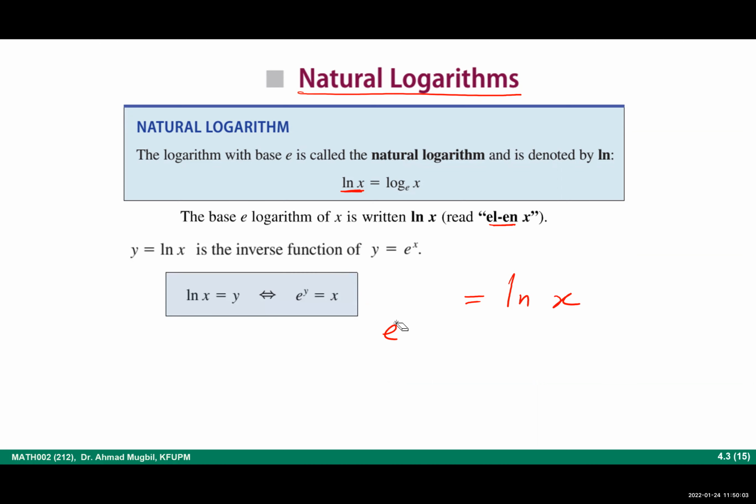For instance, what do we mean by ln x equals y? It means that log e of x equals y, which means that e to the power y equals what? x. Unfortunately, the time is up.